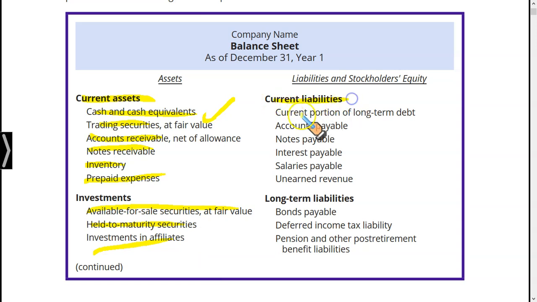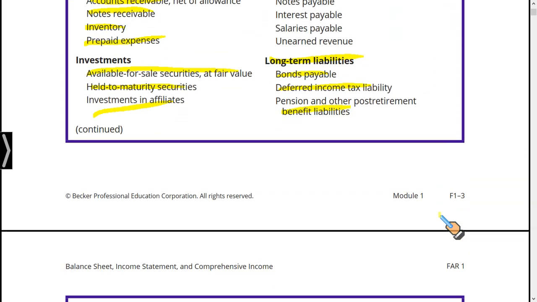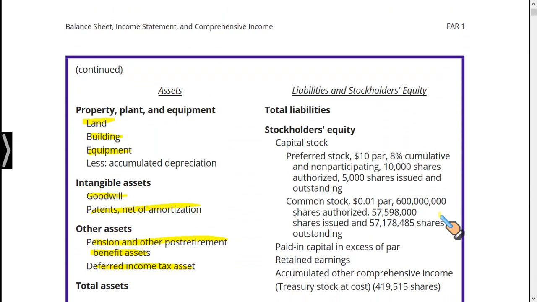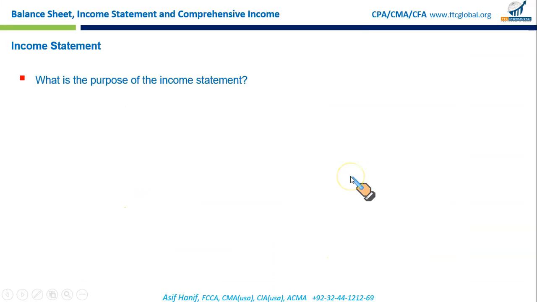In the current liabilities, we have the liabilities which need to be settled within one year or operating cycle, whichever is longer. Long-term liabilities include bonds, deferred tax liabilities, pension obligations, and then we have stockholders' equity consisting of preferred and common stock and some other components of equity. Everything is coming in the subsequent classes.